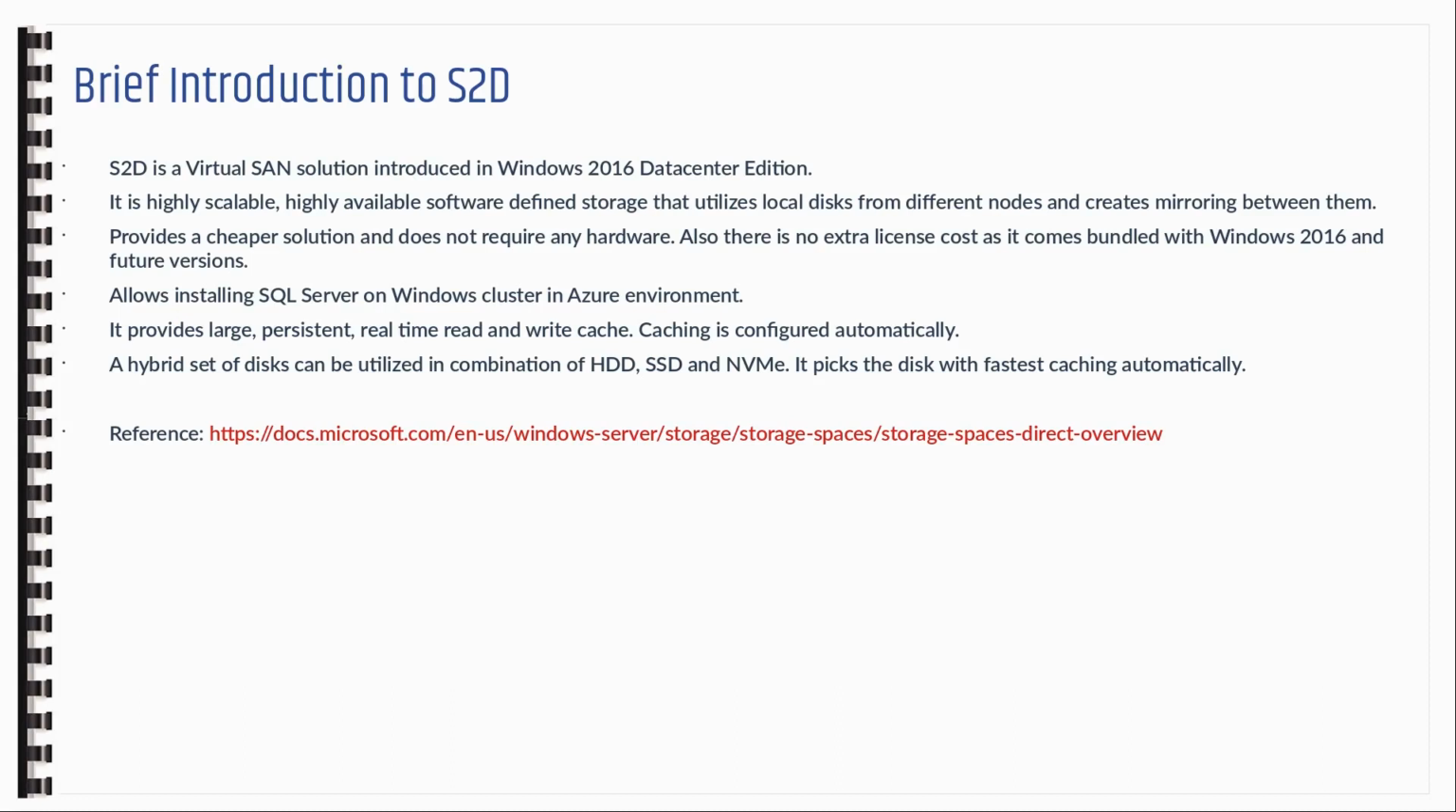You can also choose a hybrid set of disks that can be utilized in the combination of HDD, SSD, or NVMe. If you're using a combination of them, it will pick the fastest one for caching purpose. For example, if you're using 2 HDD and 1 SSD, in this case it will use SSD for caching purpose. So the caching part is configured automatically, so we don't have to bother about that. Below is the reference about Storage Spaces Direct from Microsoft. So here you can get the latest details about Storage Spaces Direct.